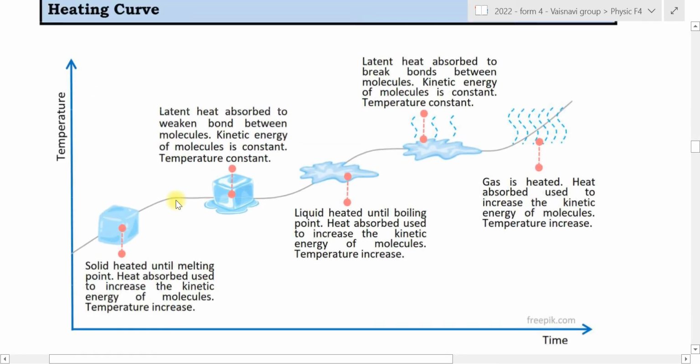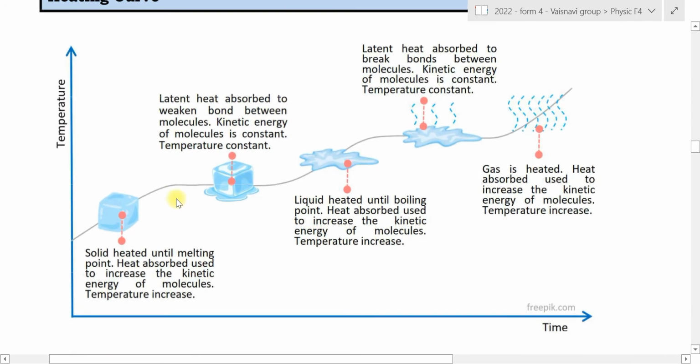Okay, this one, the heating curve, same like we learned in our heating of naphthalene in chemistry chapter 2. First, it is ice, so it is in a solid state. Solid heated until the melting point. Heat is absorbed. Kamu tengok, dia punya temperature naik kan? Kalau temperature naik, maksudnya apa? The average kinetic energy of the particles is increasing.